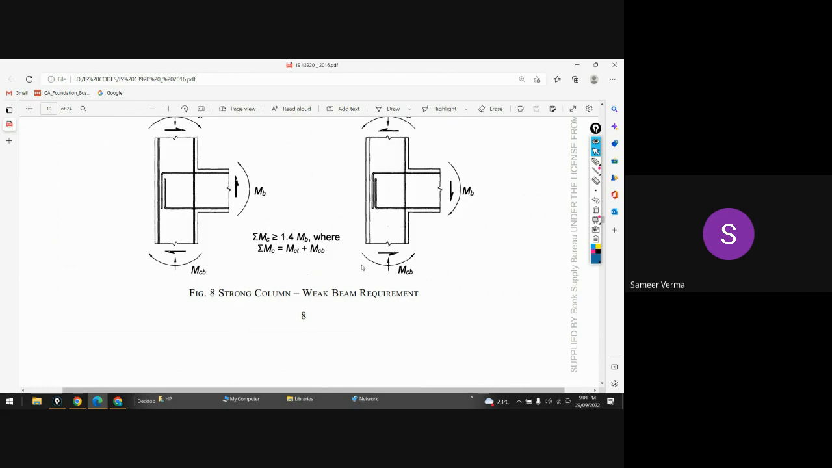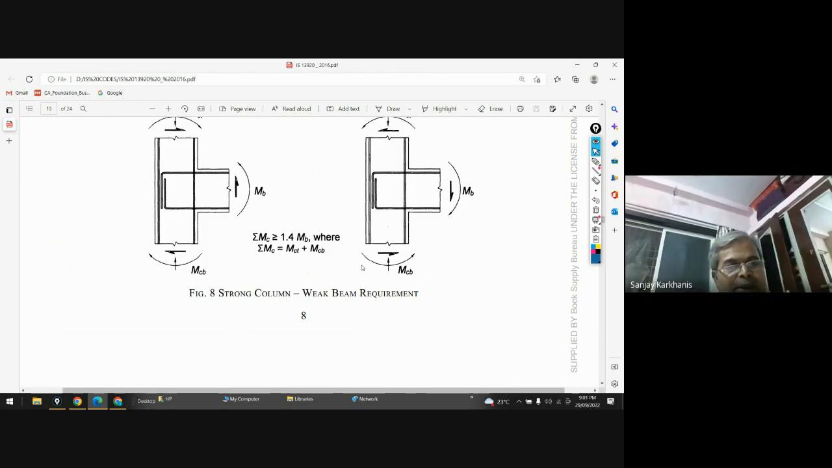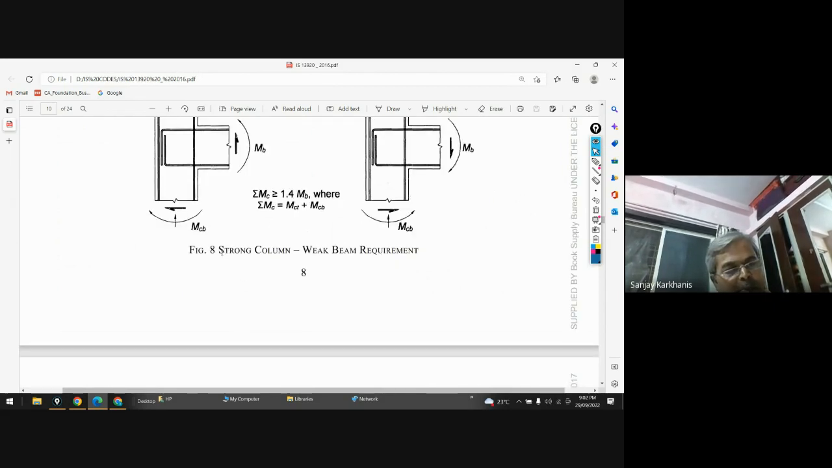Clear, sir. So the hinges form in the beams first, and then in the column, and finally, if the earthquake is very severe, the joint will get stretched, but first the beam. So it will dissipate the energy, and that is the idea behind the strong column and weak beam requirement.